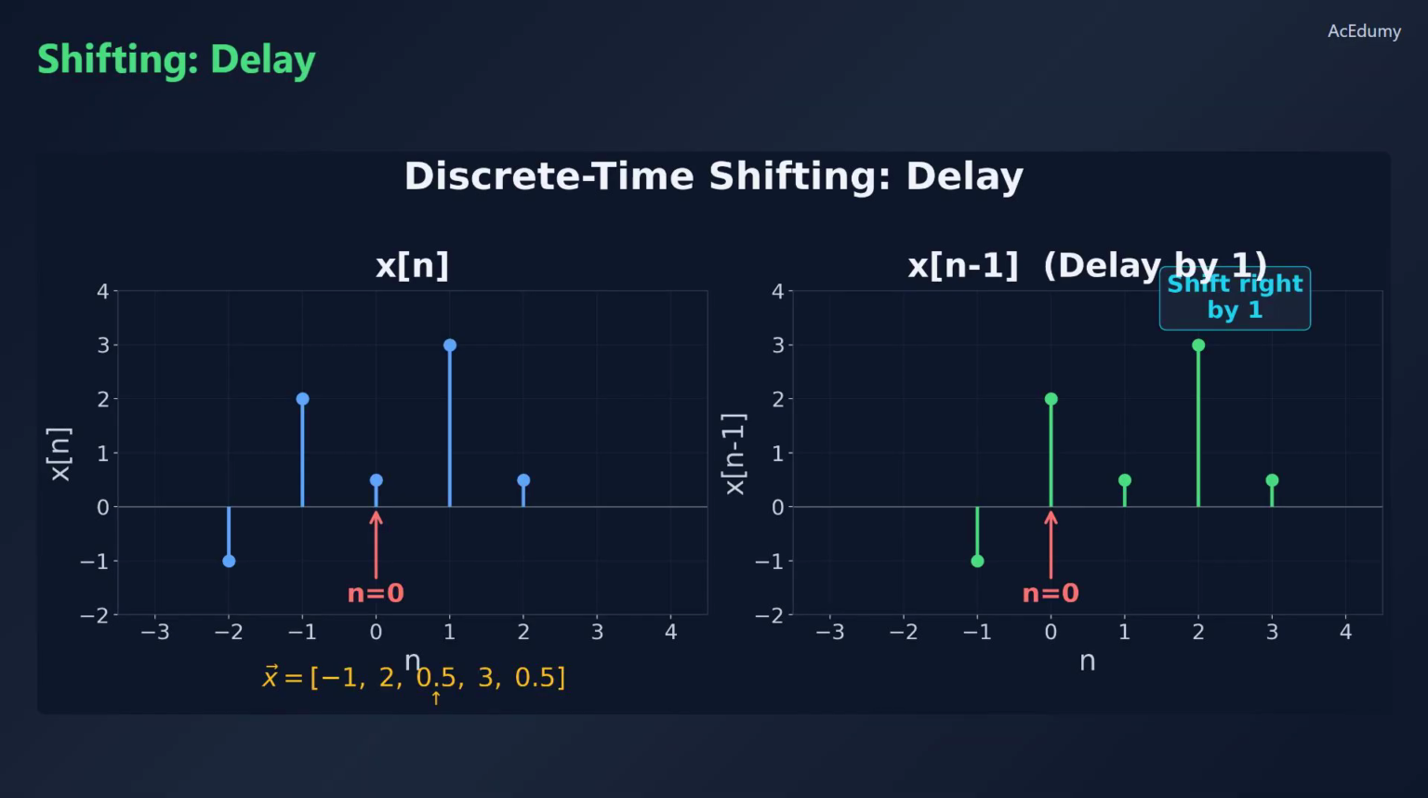Now let us learn our first discrete time operation, shifting. Given x of n, we can create a delayed version y of n equals x of n minus n0, where n0 is a positive integer. This shifts the entire signal to the right by n0 positions. In vector notation, this is equivalent to shifting the n equals 0 pointer to the right. For example, given x of n equals the sequence -1, 2, 0.5, 3, 0.5, with n equals 0 at the third element, to find x of n minus 1, we shift the n equals 0 pointer one position to the right. The signal values stay the same, but they now occur one step later.